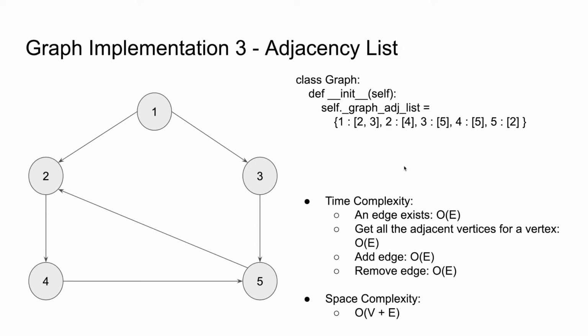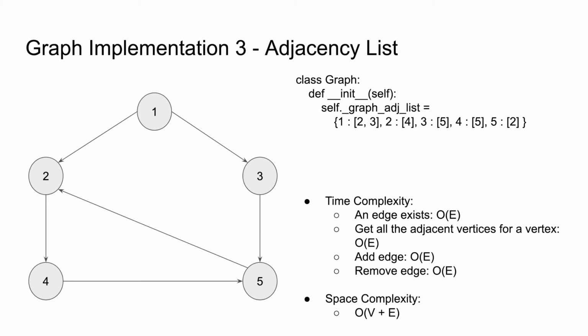The third is add edge. To add an edge, we'll have to append that new vertex in the source vertex's list here. So for example, if we are adding an edge from 2 to 5, we'll add 5 to this particular list, and to add any element in the Python list, the worst case complexity is O of n, where n is the size of the list, and in this case it will be O of E.